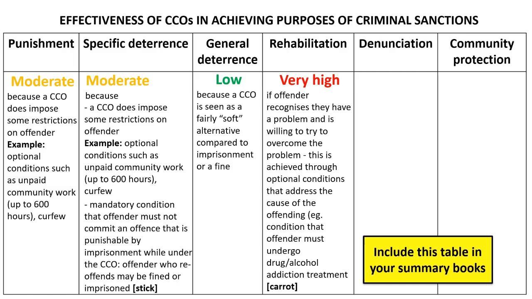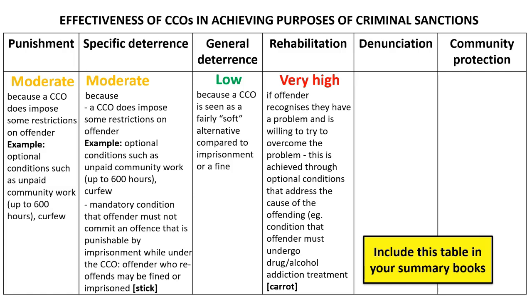For example, if the offender has been convicted of an offence which has been committed because of alcohol or drug addiction, then an optional condition in the community correction order may require the offender to undertake treatment for that alcohol or drug addiction. If this treatment is effective, then it will remove the underlying cause of the offender's offending. This is the carrot that is included in a community correction order. Under a community correction order, the offender is allowed to stay in the community and is given assistance to rehabilitate where that rehabilitation can remove the underlying cause of the offender's offending.